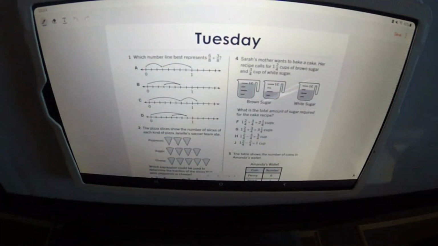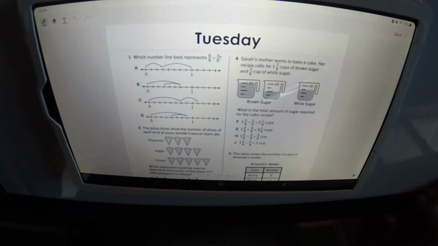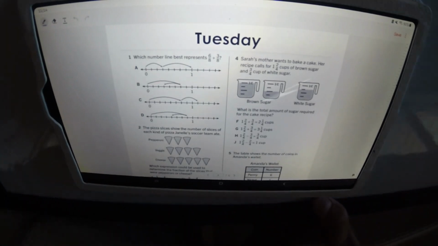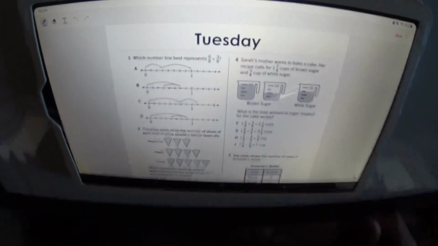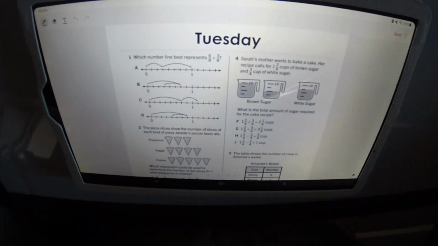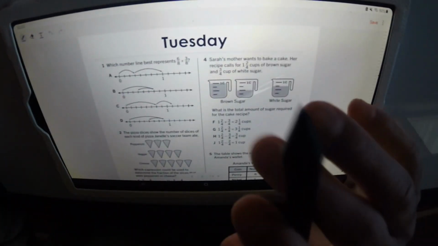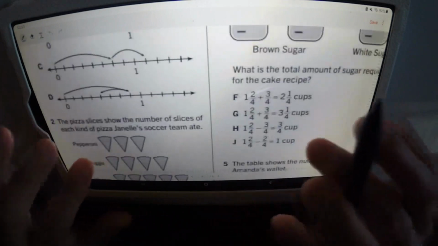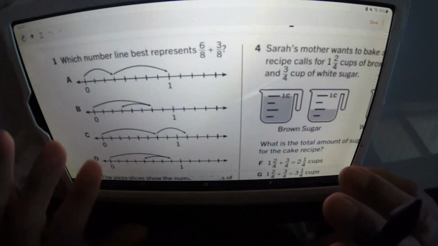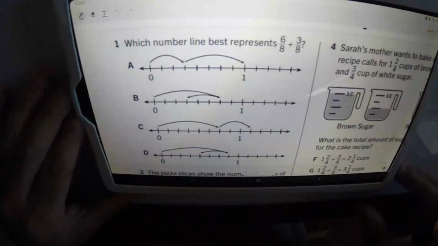This is homework for Tuesday, October 31st, which most of you who celebrate should know is Halloween. This is the math homework for that day, Tuesday, October 31st. We're doing the fourth grade math homework. Let's begin. Okay, number one.